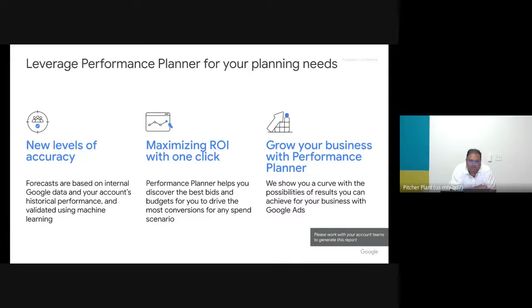So a couple of things to keep in mind when you use Performance Planner. Number one, forecasts are based on internal Google data based on your account's historical performance and are validated by machine learning. Number two, Performance Planner allows you to discover the best bids and budgets for you to drive most of your conversions based on a specific spend scenario. And lastly, it can show you a curve with possibilities of results you can achieve for your business with Google Ads.